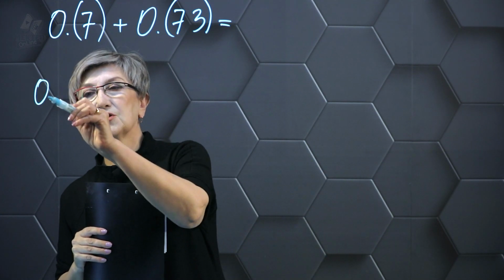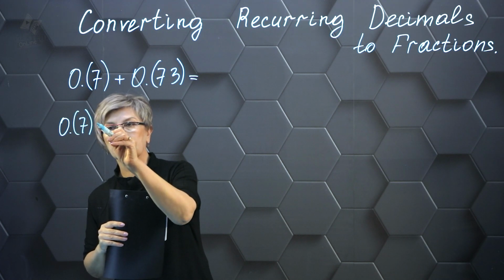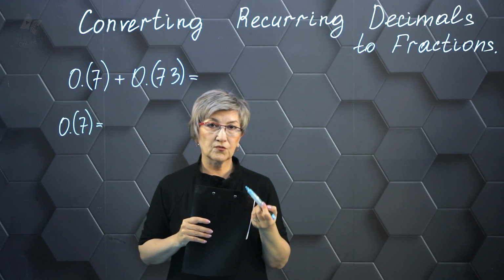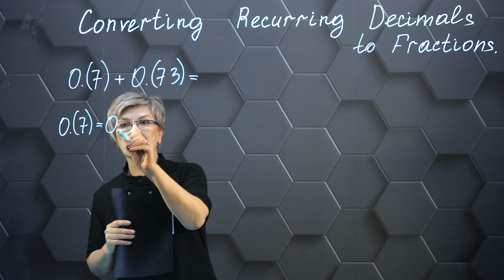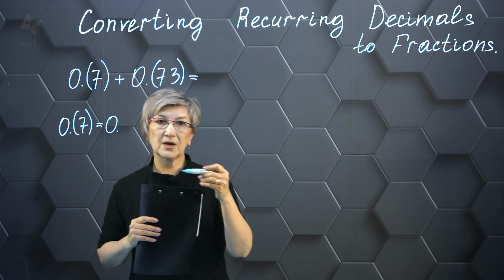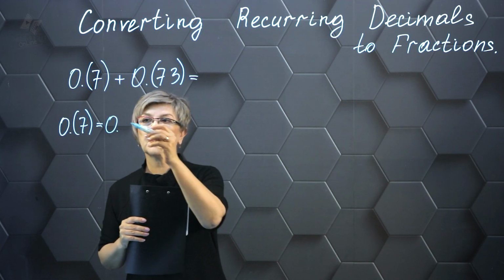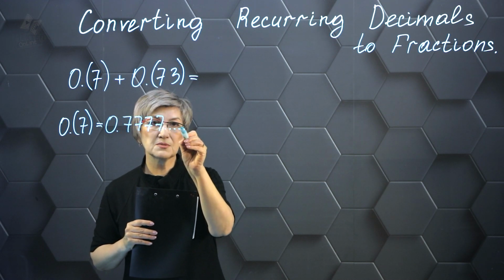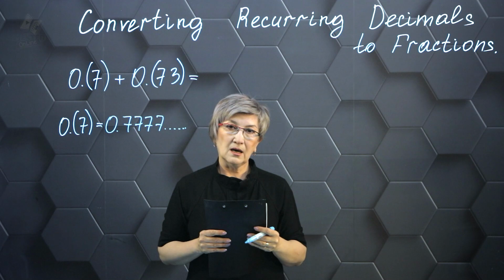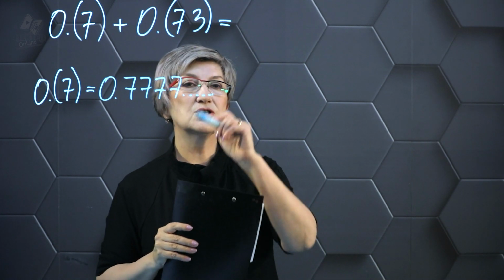Let's write down the number 0.(7) in order to write this number in fractional form. What do I have to do? If I try to write this number as an infinite periodic decimal, we get 0 integers and the number 7 repeated an infinite number of times. Of course, when writing down such a number, I can round it, but it will be an approximate value, and we need to be exact. To do this, we need to know the following rule.